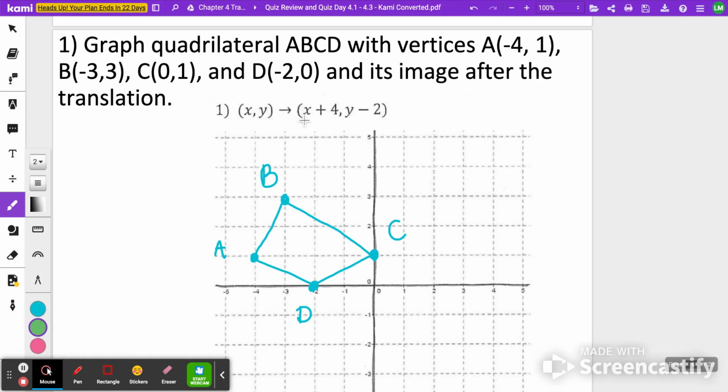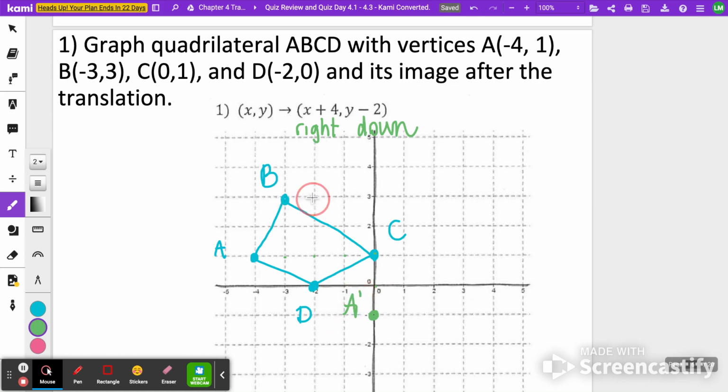The translation rule states I need to do x plus 4, which means I need to go right 4, and then y minus 2, which means I need to go down 2. So let's start with letter A. I'm going to count 1, 2, 3, 4, and down 2. So A prime will end up at 0, negative 1.